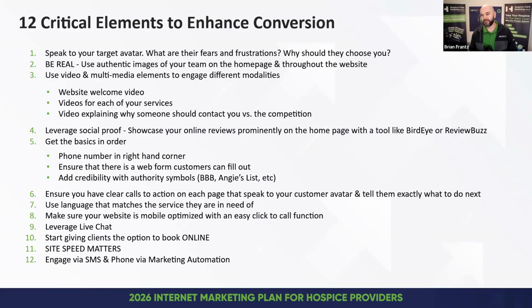And sure, calls to action, language that matches the service that they need, obviously. Like if they're looking for hospice or palliative care, right? The website's got to talk about that. I mean, that's pretty straightforward. But you also got to think about the mobile version, right? Like what does it look like from a mobile phone? How does your website pull up?